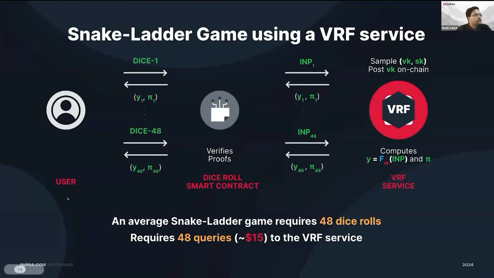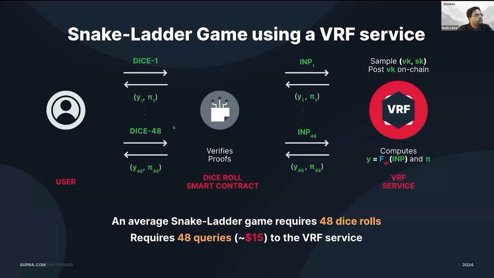Suppose there's a user who wants to play a snake and ladder game. It is known that an average snake and ladder game requires 48 dice rolls. So now for each die, the user is going to query the VRF service with the input dice 1, and this is going to be forwarded to the VRF service. The VRF service is going to respond with the die value, which is Y1, and the proof pi1. And this will be repeated serially.